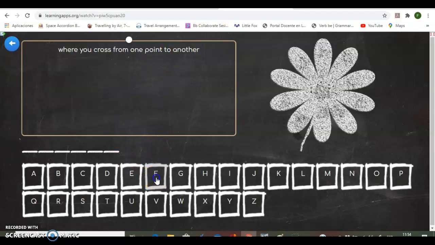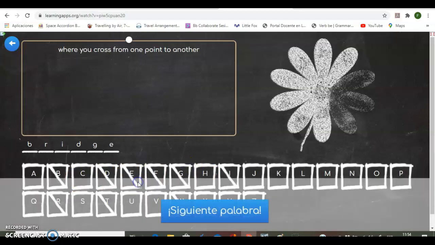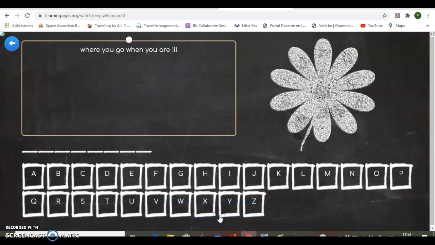¿Qué será? Let's see. Has it got letter F? No, no letter F. Has it got letter T? No letter T. What word is it? ¿Qué será? What is it? The W? It's not W. Oh, I get it. Let's see. B, correct. R, correct. Y, correct. D, correct. What else? G, and E, and that's the word. Next word. And so on and so forth. You will have about 8 words.